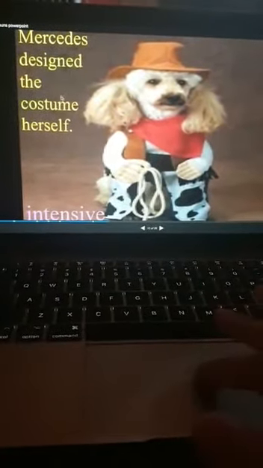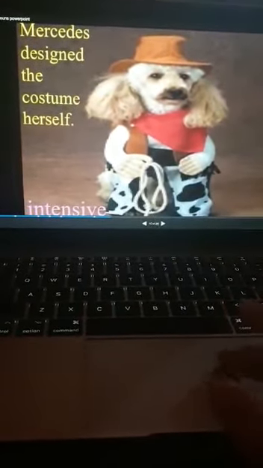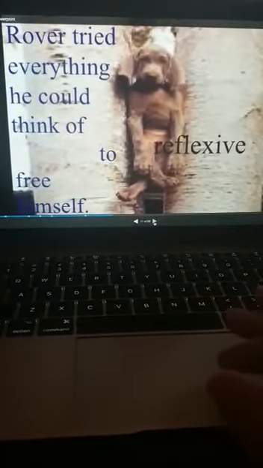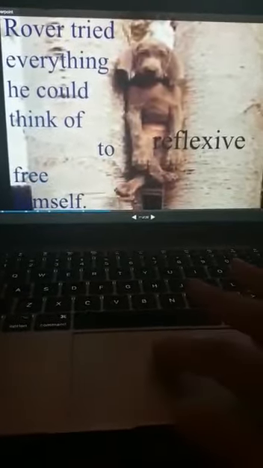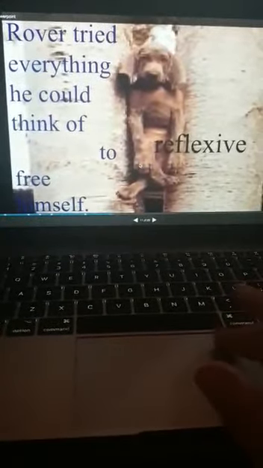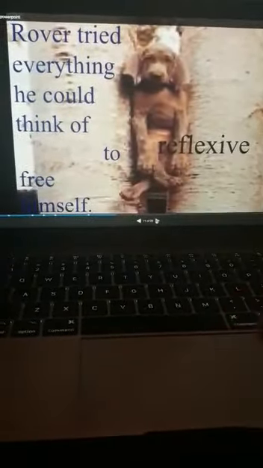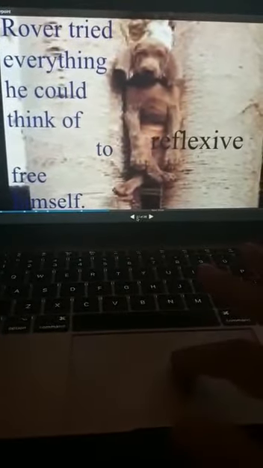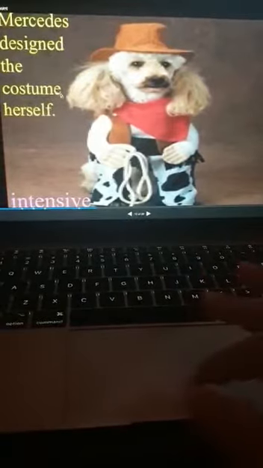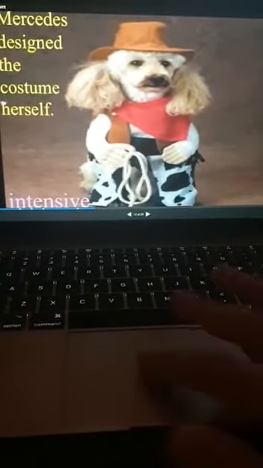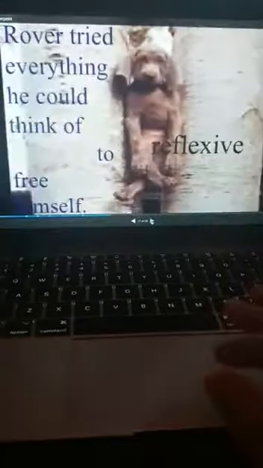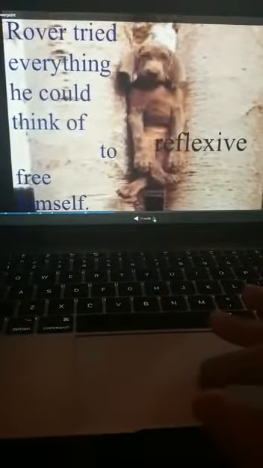Like here, this is intensive. Mercedes designed the costume herself. Robert tried everything he could think of to free himself. This is reflexive. So here we cannot do without this himself. In the other one, Mercedes designed the costume, so we can even use it like that. If we use the sentence only this much, Mercedes designed the costume, it has almost the same meaning. So we can sometimes omit this word. So this kind is intensive, but the other kind where we cannot omit such a pronoun becomes the reflexive pronoun.